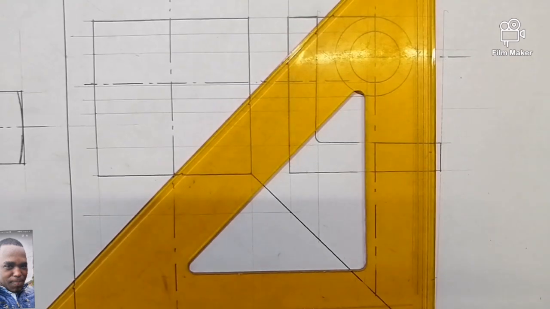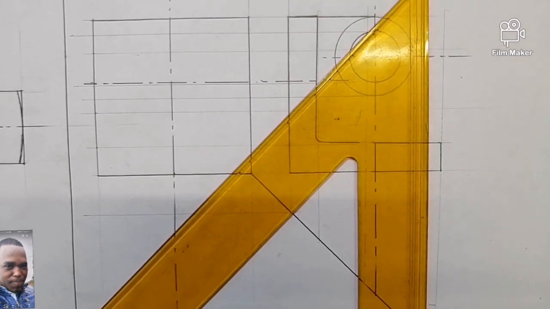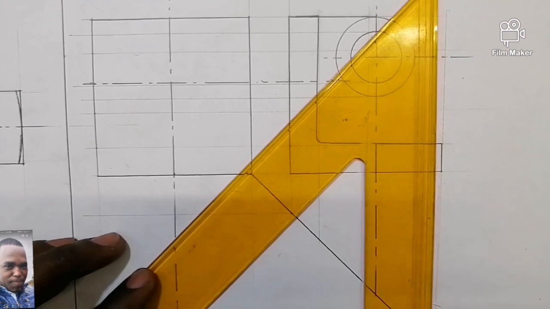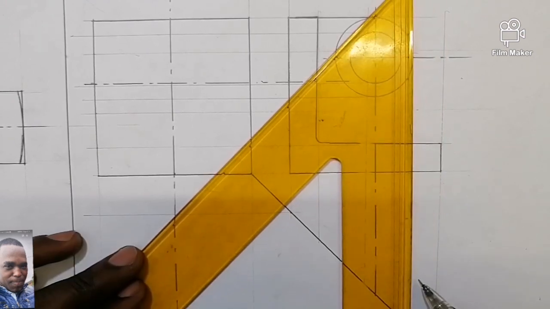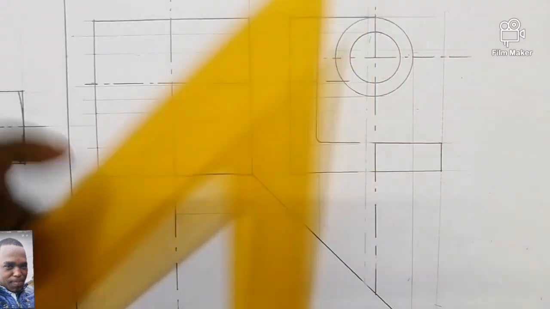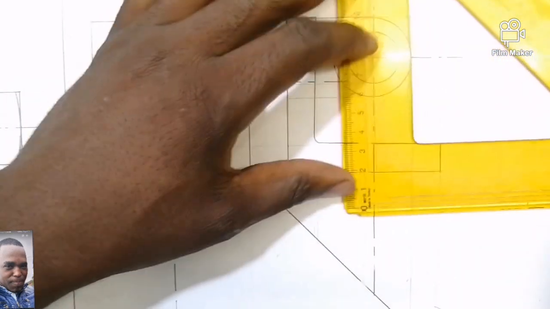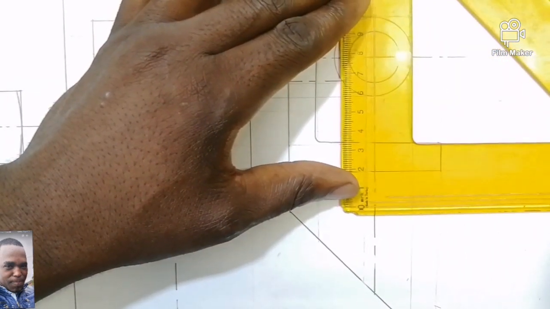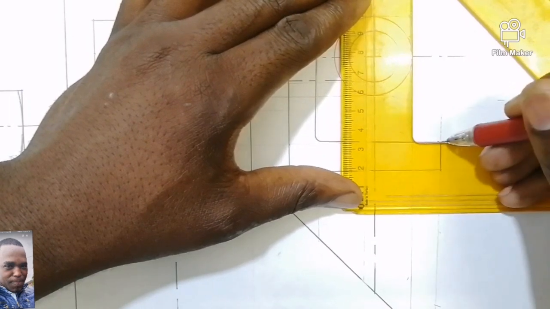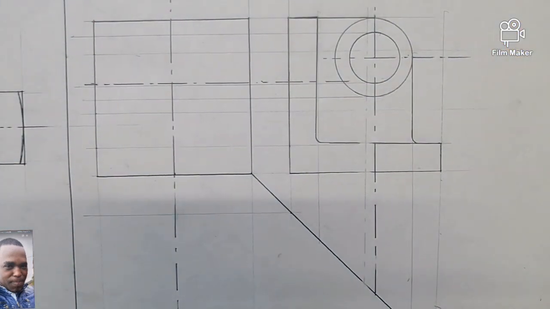Down. Once it touches the line of yours that is at an angle of 45, stop. So now I can come back here and have this one like this.